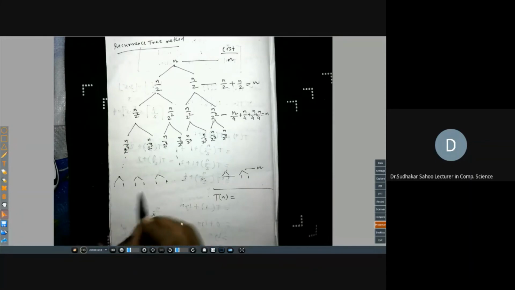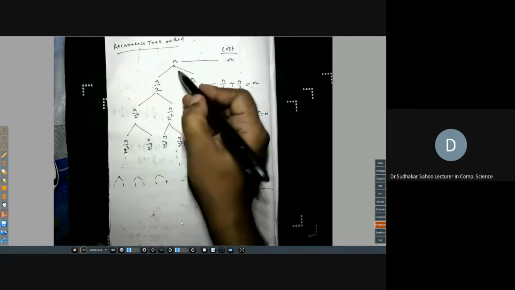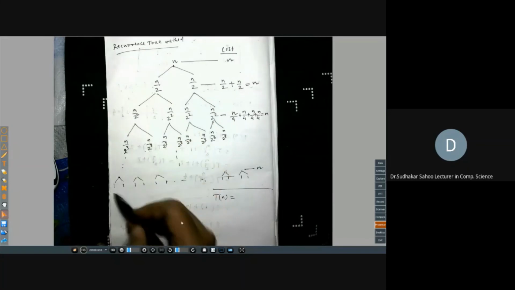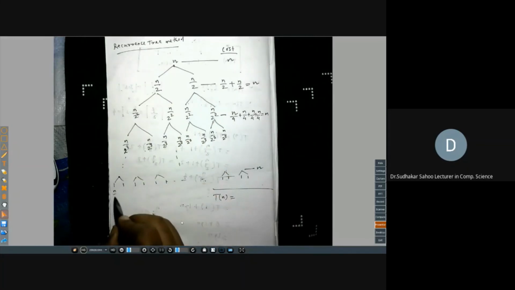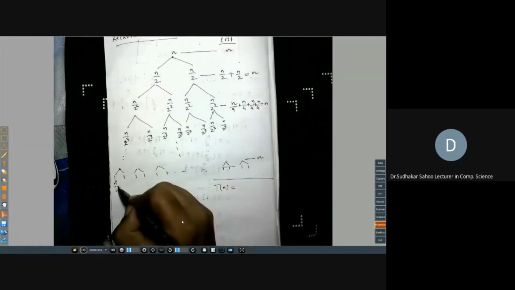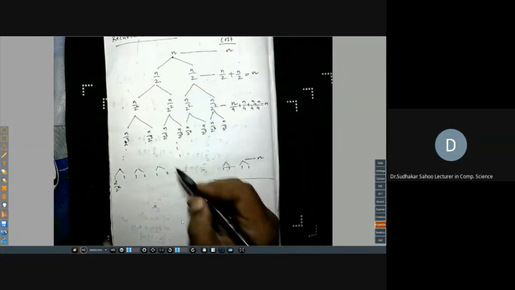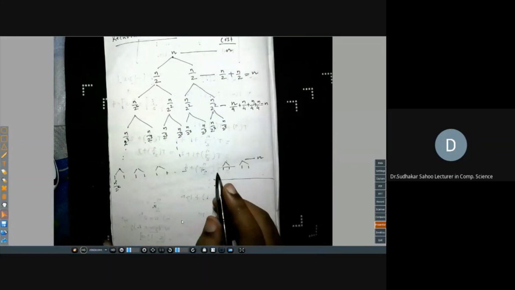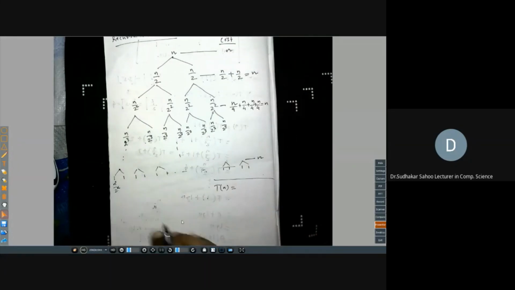So this is again the same formula. Any path you check: n by 2, n by 2 squared, n by 2 cubed. Finally, this is n by 2 to the power k. It must be in the form 2 to the power k. We have already checked that when it is n by 2 cubed, the edge count is 3. For n by 2 to the power k, the total edges will be k. So the total edges is the total number of n. So n by 2 to the power k equal to 1.